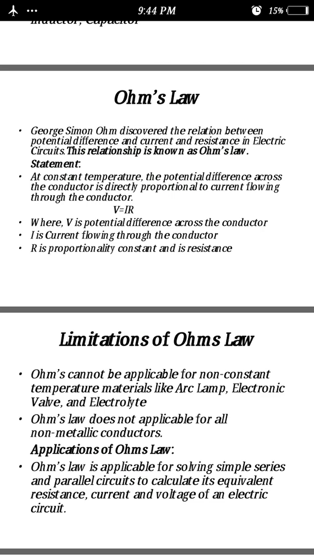So what are all the non-constant temperature materials? Arc lamp, electronic bulb and electrolyte. So in these we can't apply Ohm's law. Ohm's law is also not applicable for non-metallic conductors. These are all the limitations of Ohm's law. In some places we can't apply Ohm's law. So what are the places? In case of non-constant temperature materials and in case of non-metallic conductors.